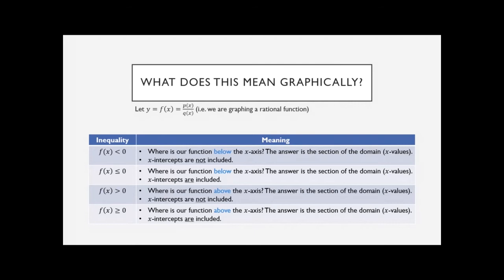Less than or equal to 0 means you do include those x-intercepts because you can be equal to 0. Then we've got greater than and greater than or equal to, and those are both where it is above 0, which means where our y is positive, so we're above the x-axis. Whether it includes the intercepts or not depends on if it's a greater than or equal to symbol. So when we're looking at these graphically, we're just thinking where it is above or below the x-axis, and then determining whether those zeros, those intercepts, are included.